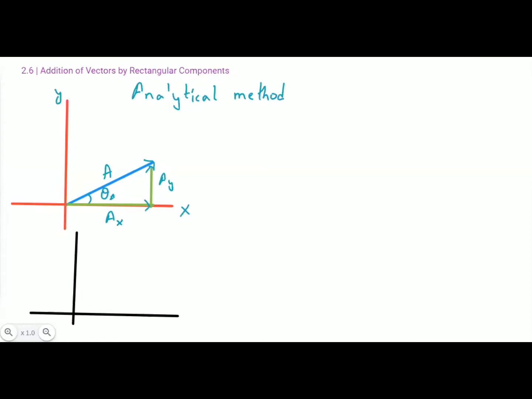So first of all, let us consider another vector named as B, and this vector is making an angle of theta B with the positive x-axis. And one thing which you have to remember is that angles are always measured from the positive x-axis.